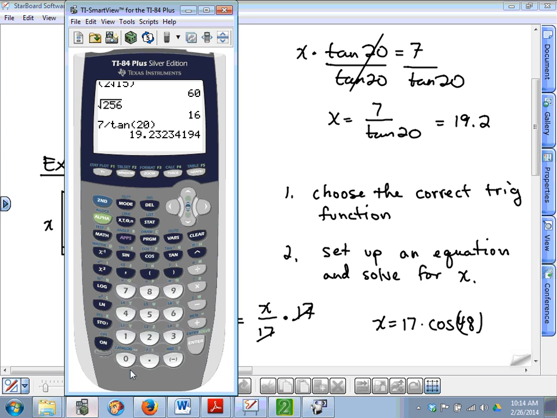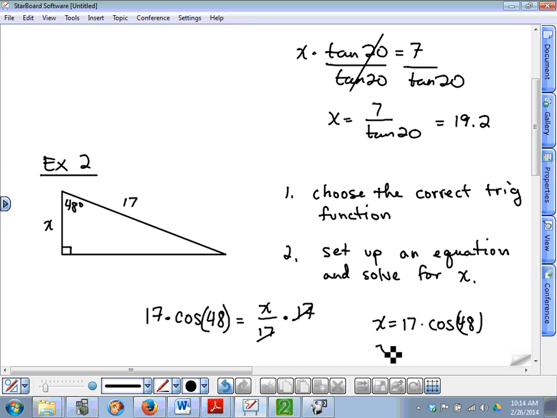So on your calculator, you type in 17 times the cosine of 48. 46.32. It's 11.4. What's the third step? There's no third step. You choose the correct trig function, and then you set up an equation to solve it. All right?